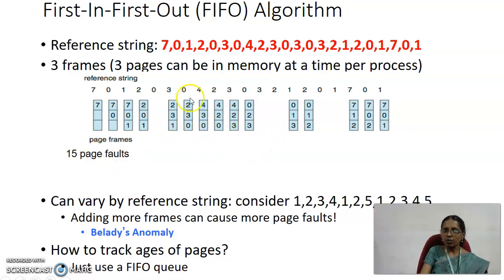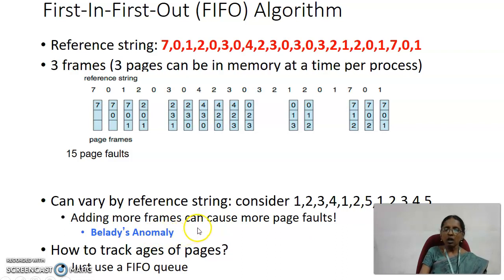As far as this string is concerned, the number of page faults is 15. The First In, First Out algorithm is very simple, easy to understand and easy to implement, but it is not good all the time. It may face a situation called Belady's anomaly. So what does Belady's anomaly mean?